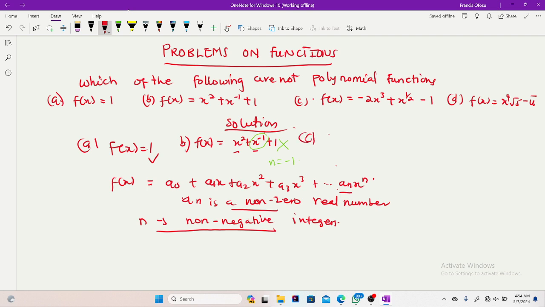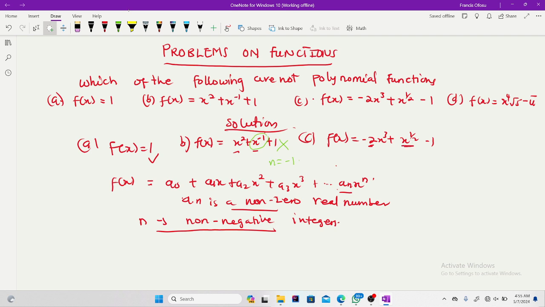Now what about function c? Our function c is giving us negative 2x cubed plus x to the power 1 over 2 minus 1. Is this a polynomial function or not? So we apply our conditions. Here the coefficient should be a non-zero number, so it can be both positive and negative, but can't be zero. And indeed it's true. A here is negative 2, so it satisfies. The power here is 3, a non-negative integer.